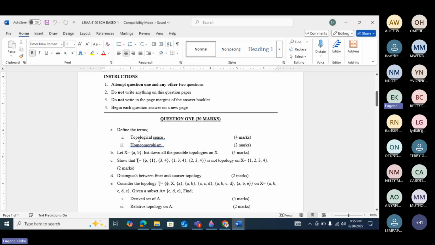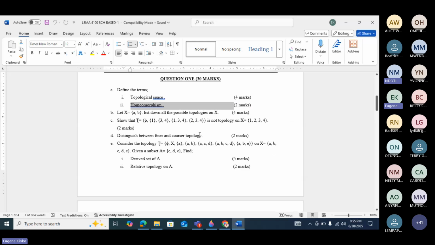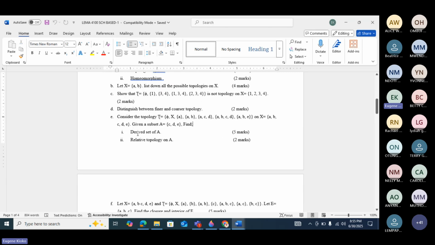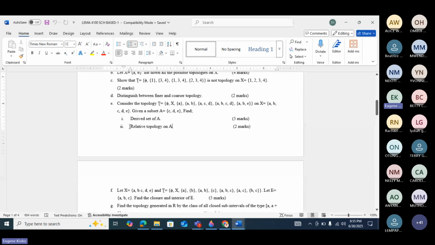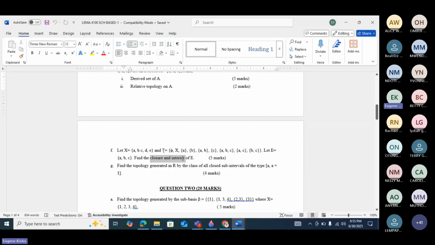Kama hii: define topological space. Hata kama umelewa, hiyo iko page 1. Define homeomorphisms. Tengeneza topologies. Let X be this. Make 4 topologies. Is this a topology or not? Test the 3 properties. Distinguish between finer and coarser. Hiyo tulisoma. Find the derived set. Derived set tulisema ni limit points. Find relative topology. We said you intersect. Find closure and interior. Hizo tumeona zote.